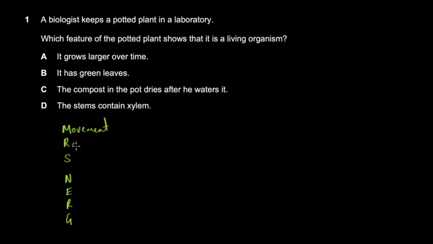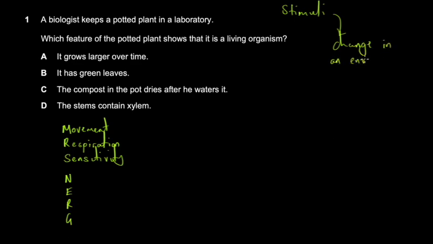R is for respiration. A living organism is supposed to respire. It might be aerobic or anaerobic respiration, but there has to be this component. S stands for sensitivity. If you're asked to define this, it's the response to stimuli. A stimulus simply means a change in the environment.